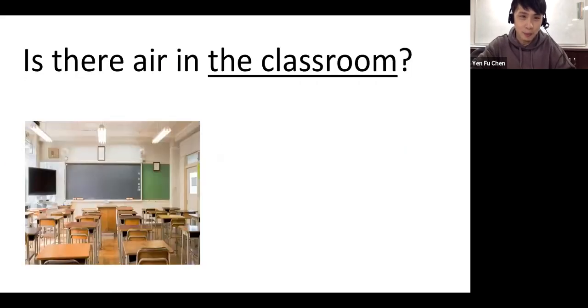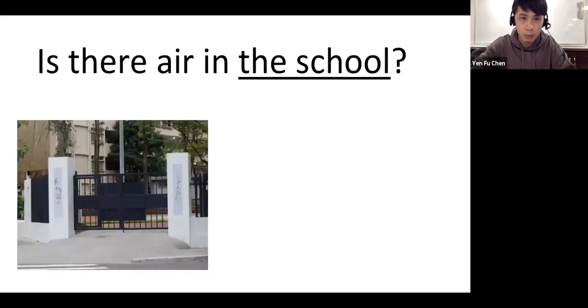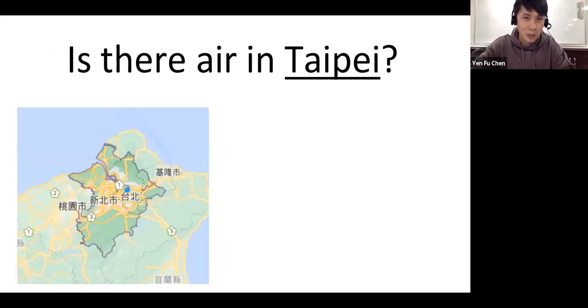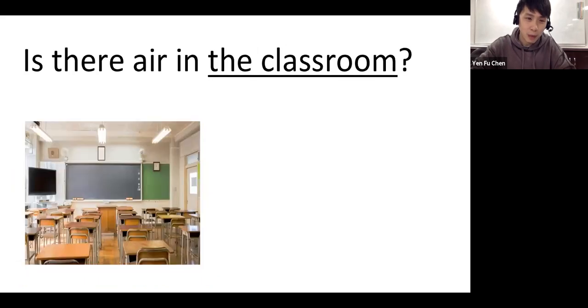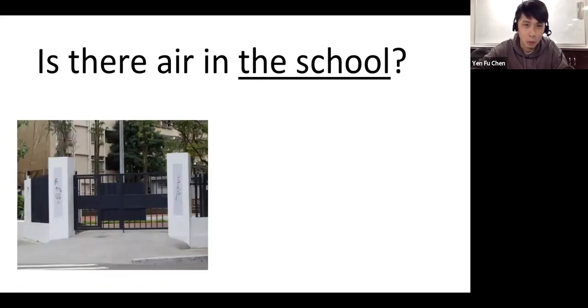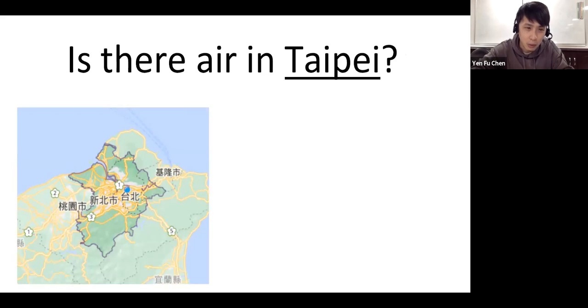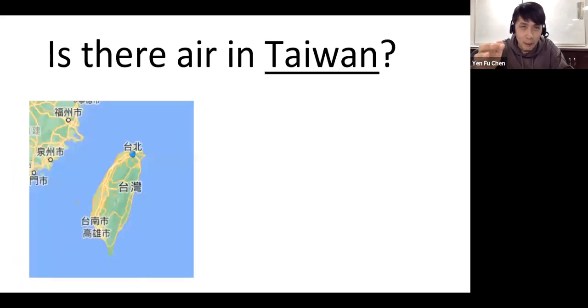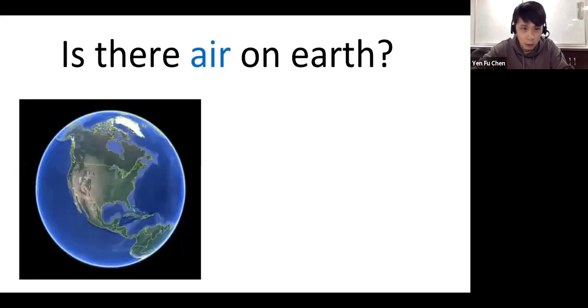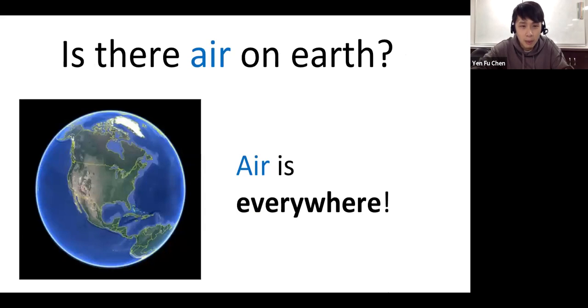Where's the air? At this part, I did a kind of brainstorming. I want them to think about it. I also asked some questions like, is there air in the classroom? Is there air in school? And is there air in Taipei? I want them to start from their classroom to school and to Taipei city, just making it bigger and bigger. So is there air in Taiwan? Is there air on Earth? So let them know that air is everywhere.